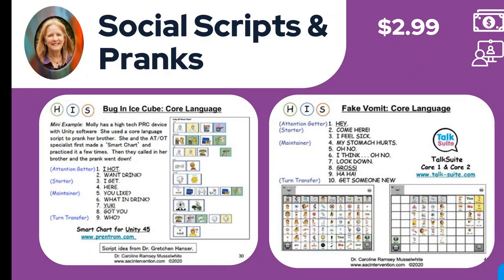Here's an example of what you might get when you download one of these mini books. So social scripts and pranks. Here's an example on the left, the bug in the ice cube. Here's the vocabulary you would need. Here's the script. Here's your attention getter: I hot, one drink. Here's your starter: I get here. Here's your maintainer. So it's all there, and then you can kind of just run with it. On the right, you see the fake vomit core language: Hey, come here. I feel sick. My stomach hurts. Oh no. And then you can have your magic trick fake barf. So lots of really great, silly, some gross, but wonderful ideas from Dr. Musselwhite.